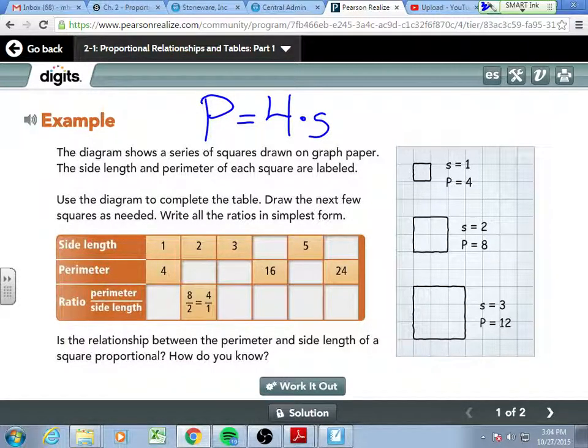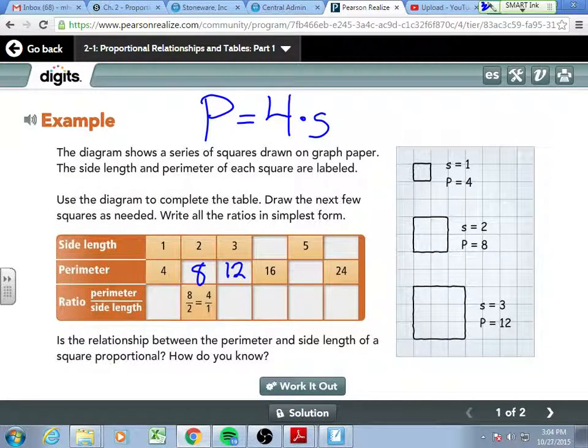So look at this. If my side length is 1, my perimeter is 4 because I have 1, 1, 1, and 1. If my side length is 2, and I have 2, 2, 2, and 2, what's my perimeter? 8. If my side length was 3, what's that make my perimeter? 12. Remember, we have 4 sides. Each side is 3.